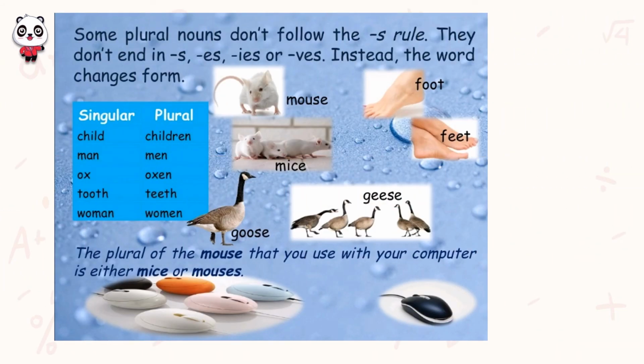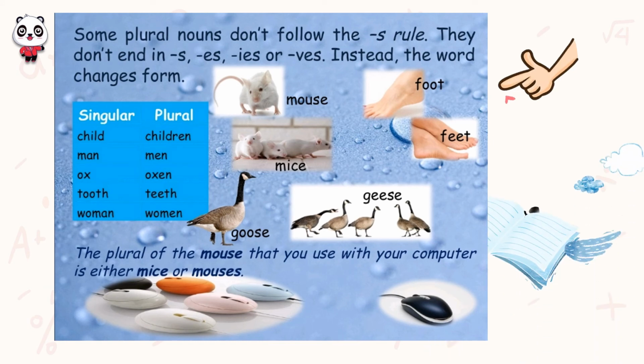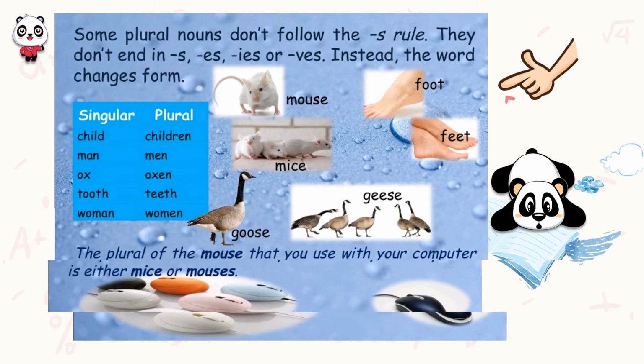Some singular nouns are totally different from the plural. Look, child, children. Man, men. Tooth, teeth. Woman, women. Like that. So it's totally different.